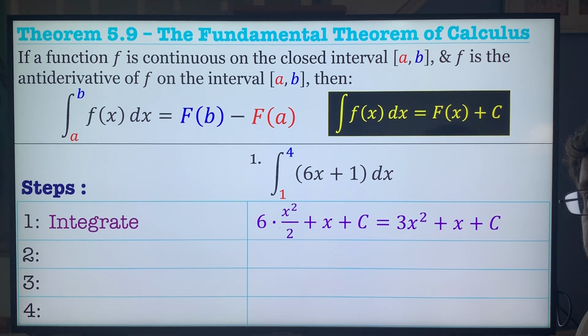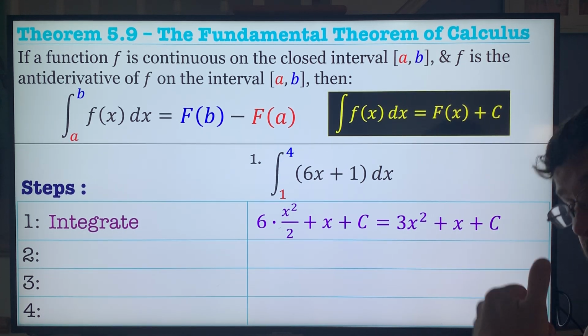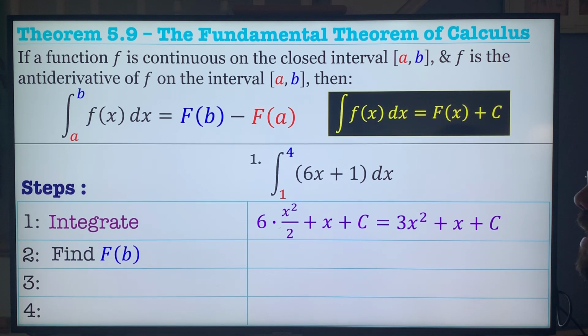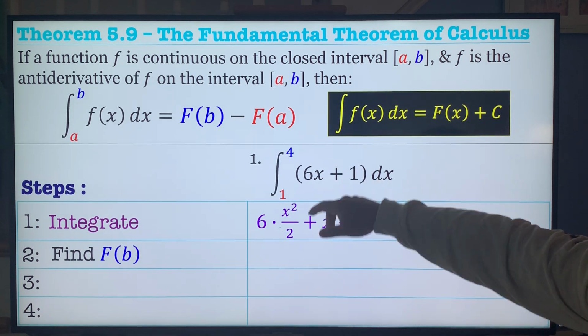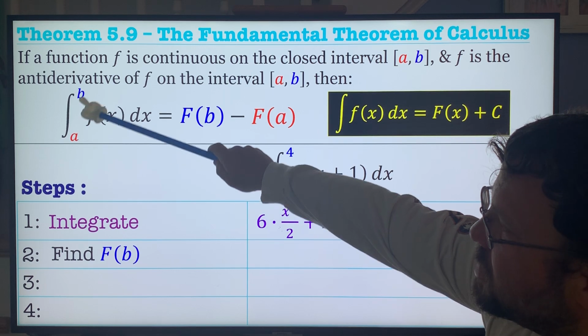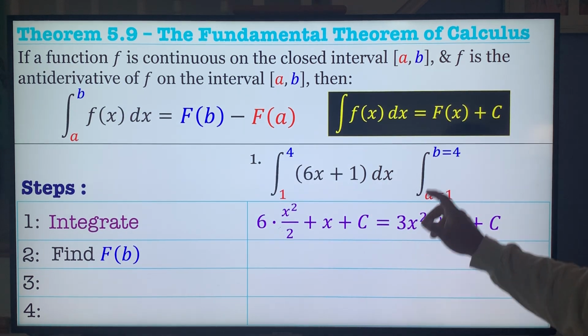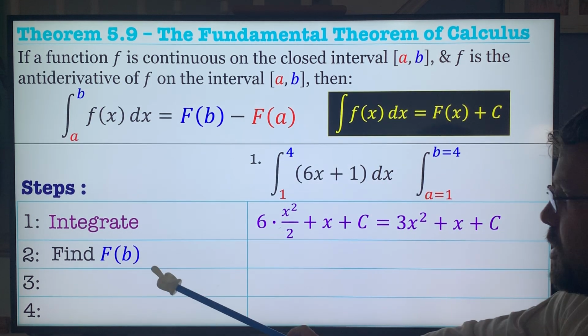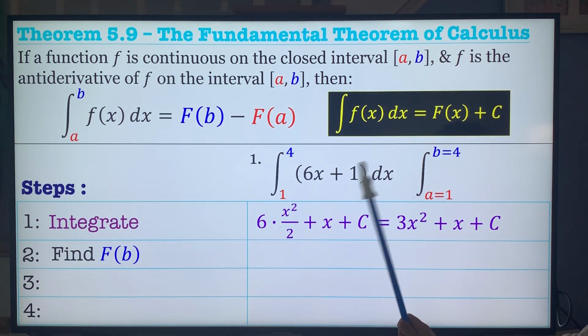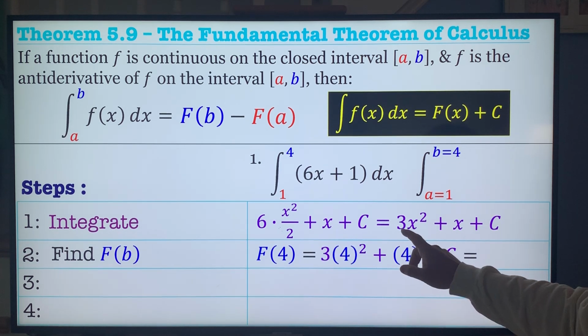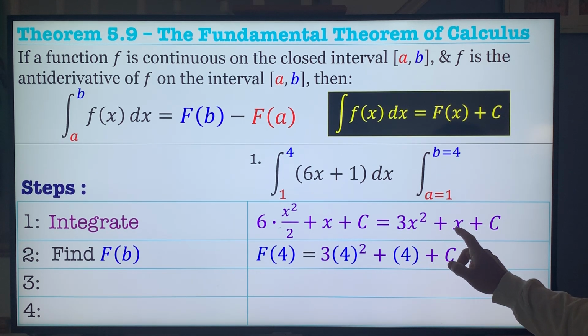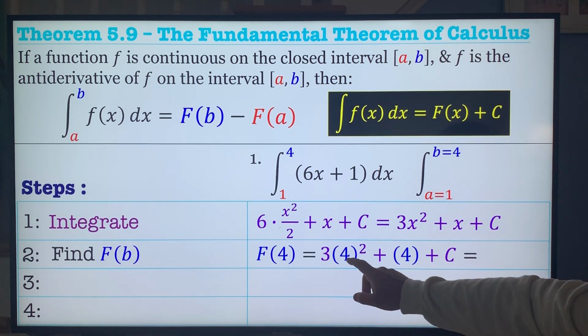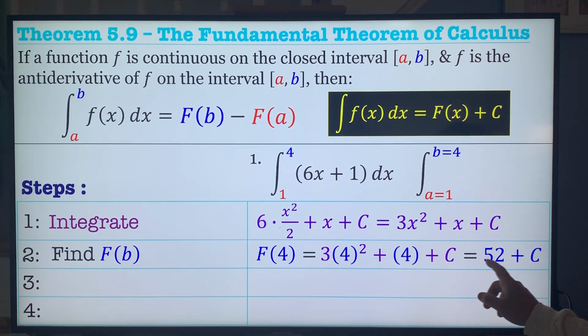So far, it's easy, right? Step 1, you've done that. Find f of b. This is pretty much from 5.1. The way to find f of b is you have to know which one your a and your b is. Once again, a is your lower limit, b is your upper limit. So b is 4, a is 1. You just take b, which is 4, and plug it in for x. So f of 4 is 3 times 4 squared plus 4 plus c. 4 squared is 16 times 3 plus 4 is 52 plus c.